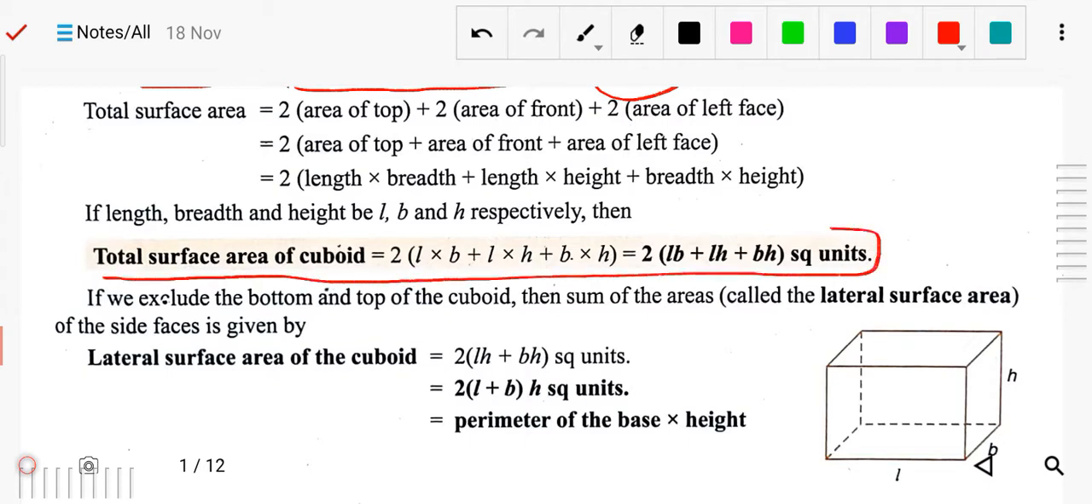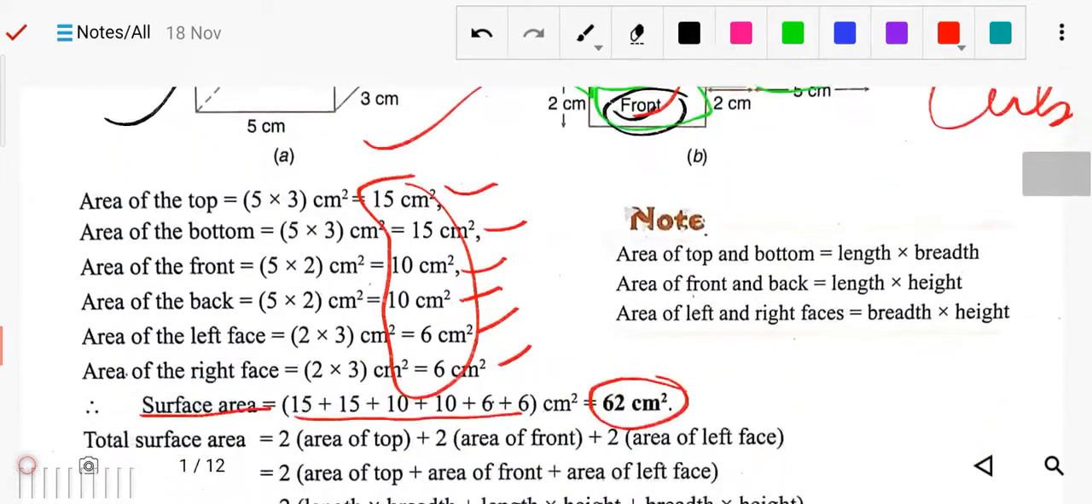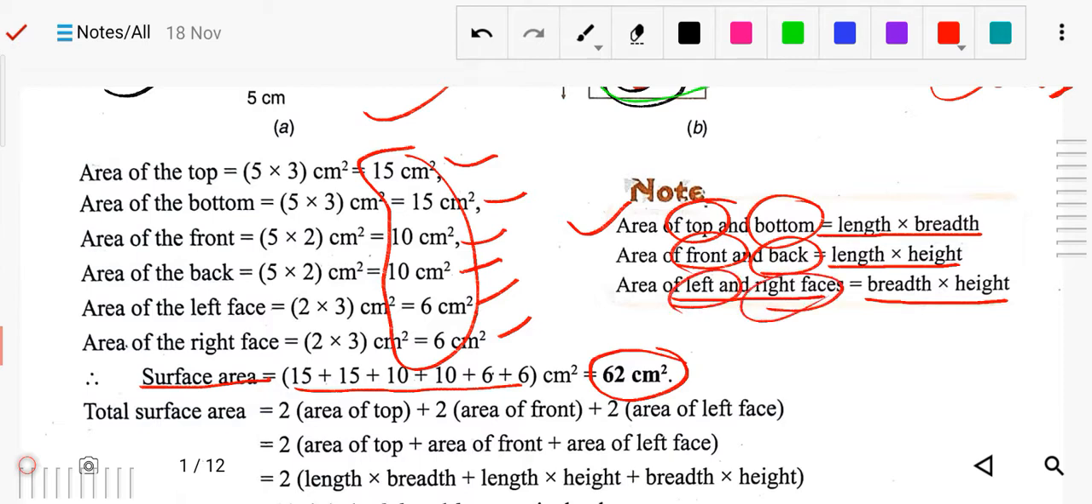What is the formula? The total surface area of a cuboid is 2 into (L into B plus L into H plus B into H). L stands for length, B stands for breadth, and H stands for height. You can see that the area of the top and bottom is length and breadth, the area of front and back is length and height, and the area of left and right is breadth into height. There are two of each, so all this is multiplied by 2.